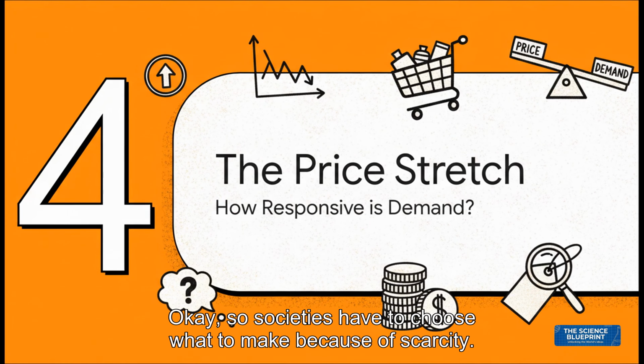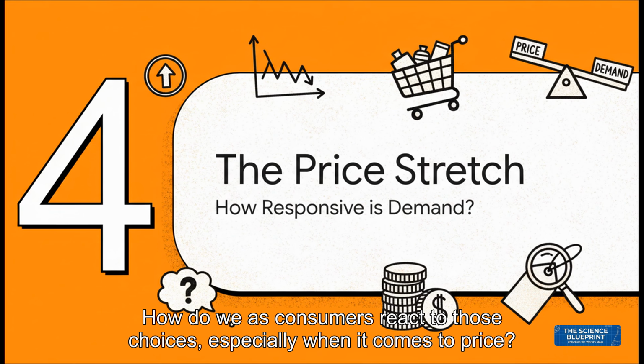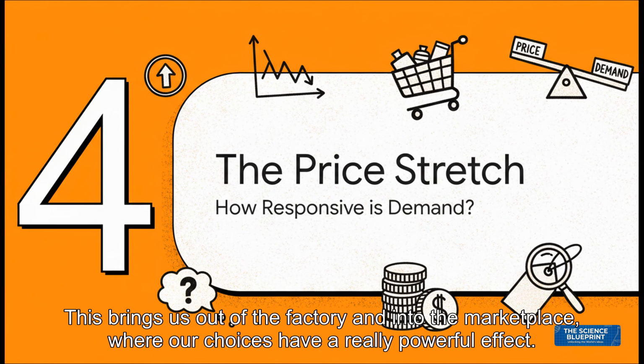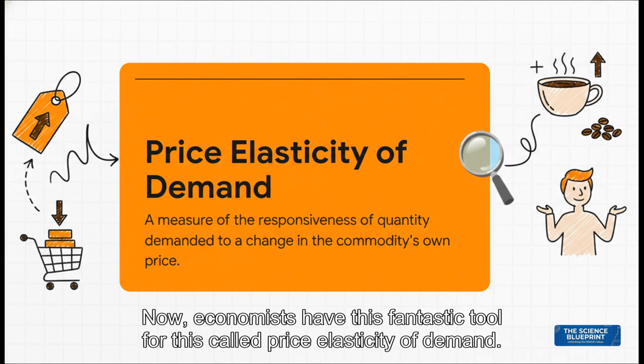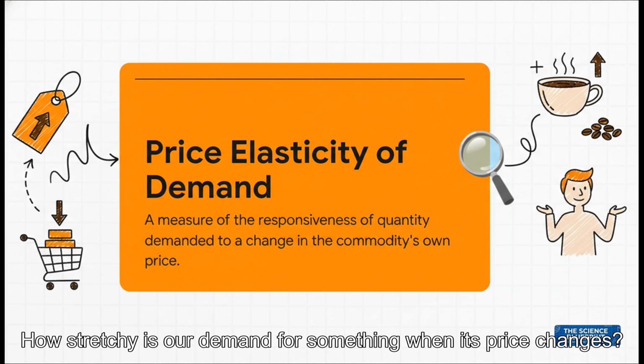Okay, so societies have to choose what to make because of scarcity. But what about us? How do we as consumers react to those choices, especially when it comes to price? This brings us out of the factory and into the marketplace, where our choices have a really powerful effect. Now, economists have this fantastic tool for this called price elasticity of demand. I know it sounds technical, but it's really just a fancy way of asking a simple question. How stretchy is our demand for something when its price changes?